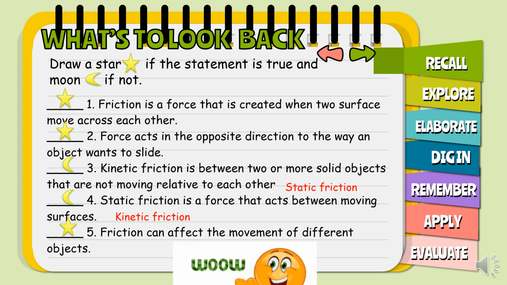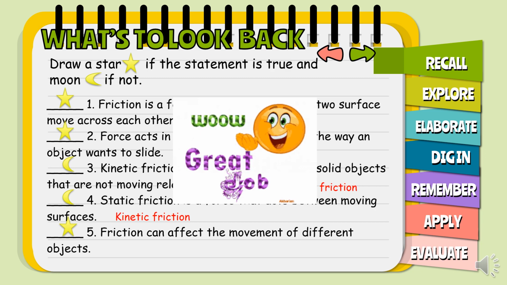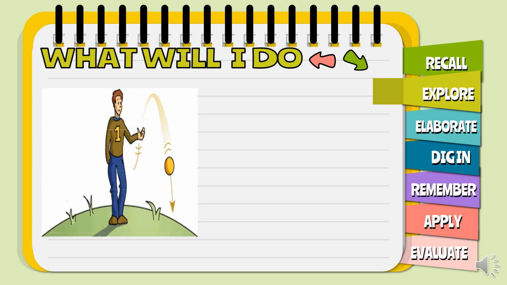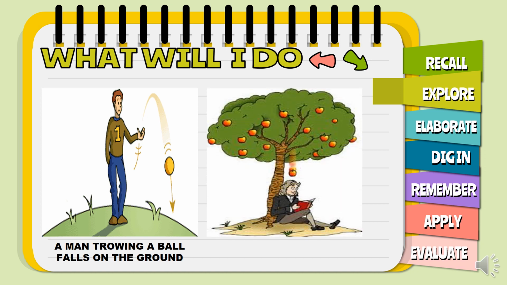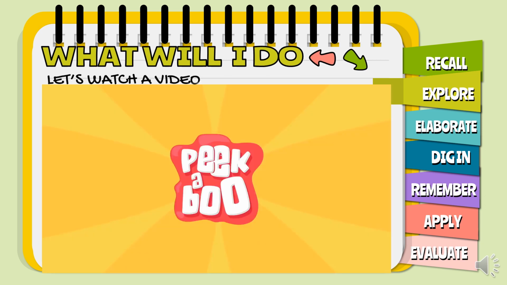Did you get 5? Wow, great job! What can you see in the first picture? Correct. A man throwing a ball falls on the ground. How about the next picture? Correct. An apple falls down. Let's watch a video. You can jot down the important information on your notebook.